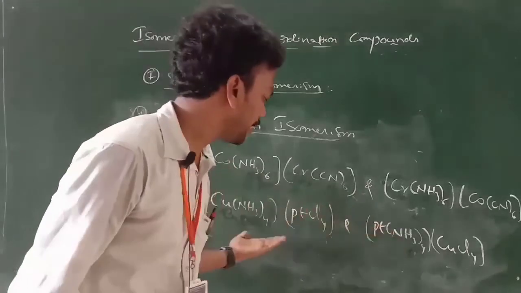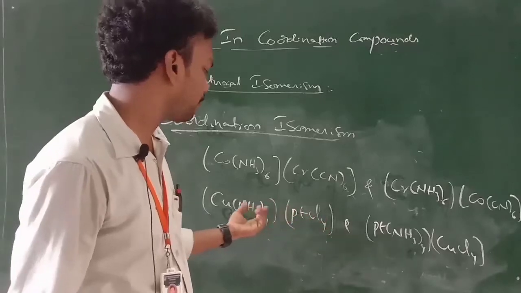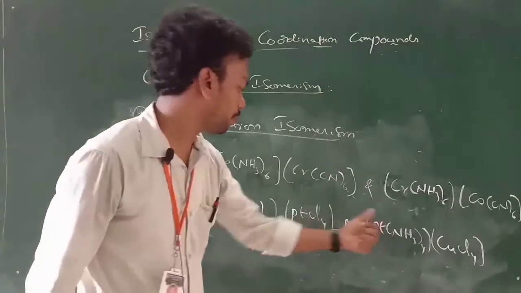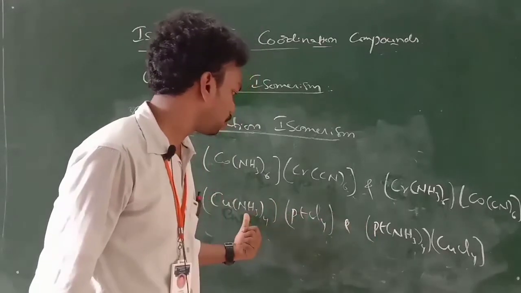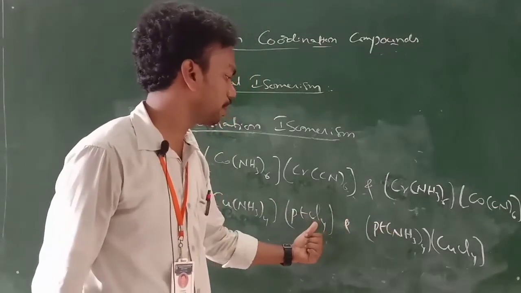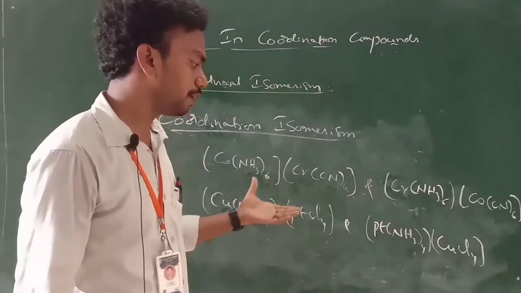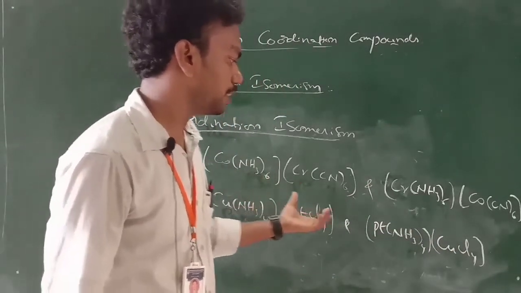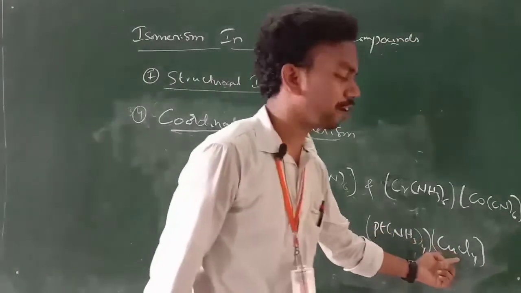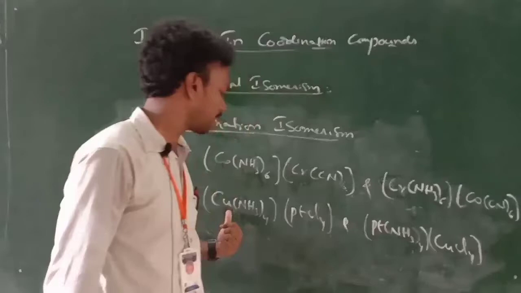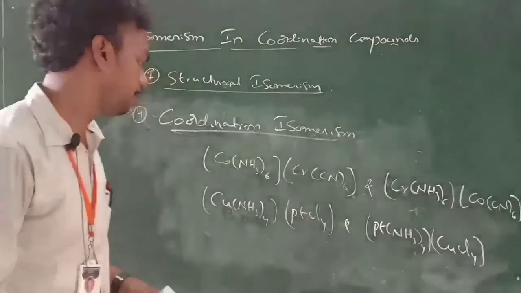So both have the same molecular formula: the same number of copper, one platinum and another one platinum, 4 ammonia molecules, and 4 chlorines. Same molecular formula, but there is a difference in coordination. Here it acts as a cationic complex, here it acts as an anionic complex. Here copper is in the cation complex, here copper is in the anionic complex. Okay, let's take another example.